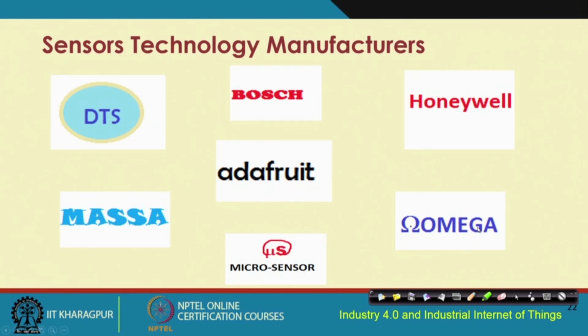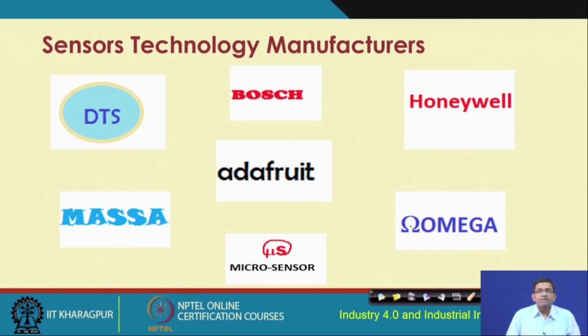So, there are different players of these sensors. Sensor manufacturers are there who develop different types of sensors. You have the DTS, Bosch, Honeywell, Omega. These are some of the common sensor manufacturers. Like this, there are many other sensor manufacturers globally that produce different types of sensors.